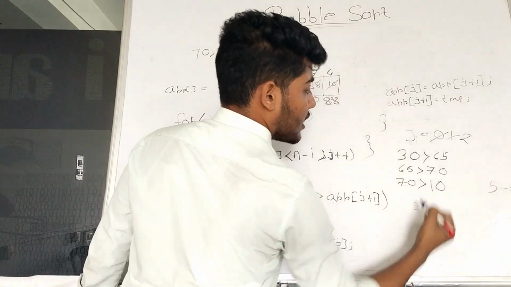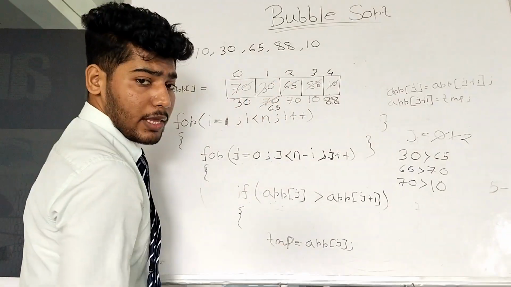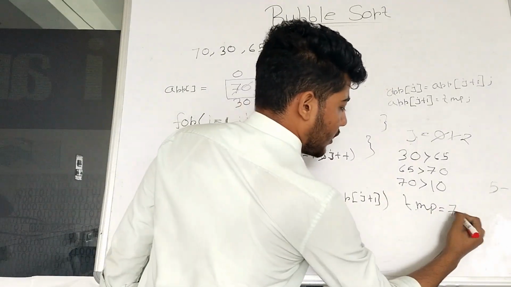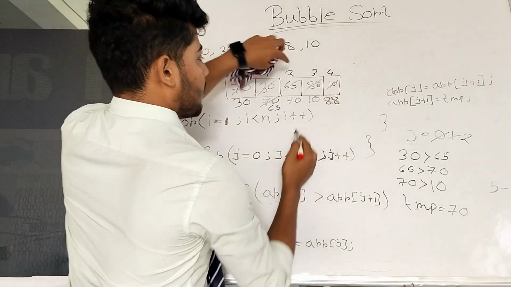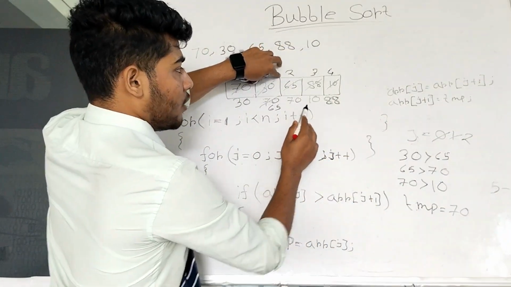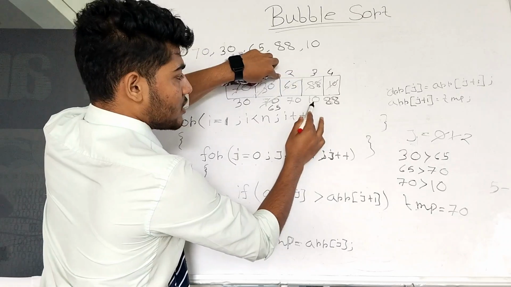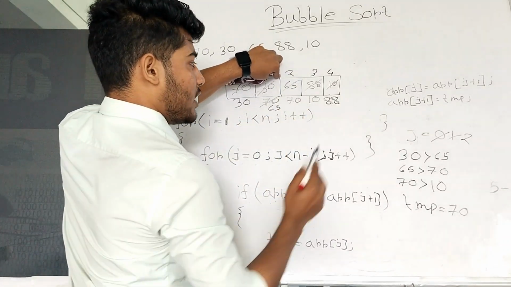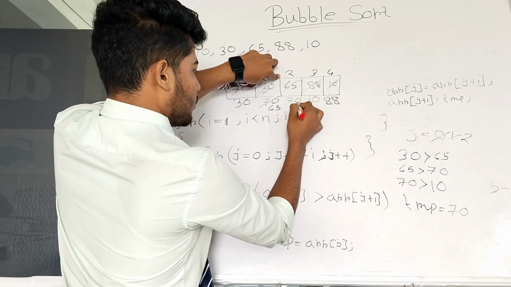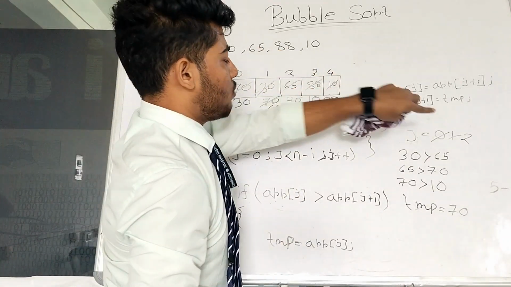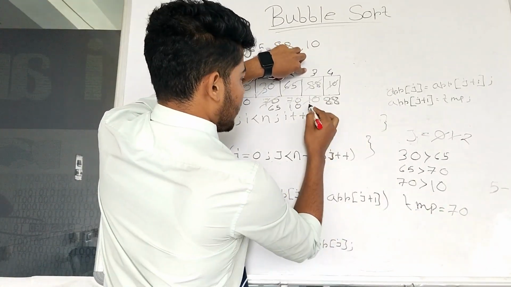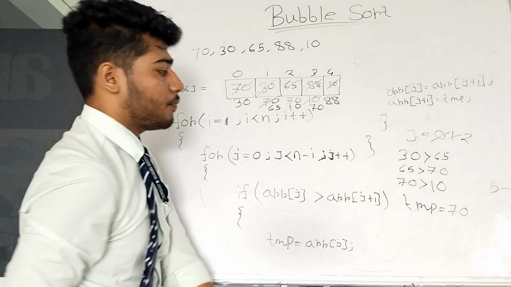10, yes, it's true. So tmp will be arr[j]. arr[j] is 70, and j is 2. So this position, arr[j], will be arr[j+1]. The value of arr[j+1] is 10, so 10 will come to arr[j]. Next, arr[j+1] equals tmp. tmp is 70, so 70 will come here.